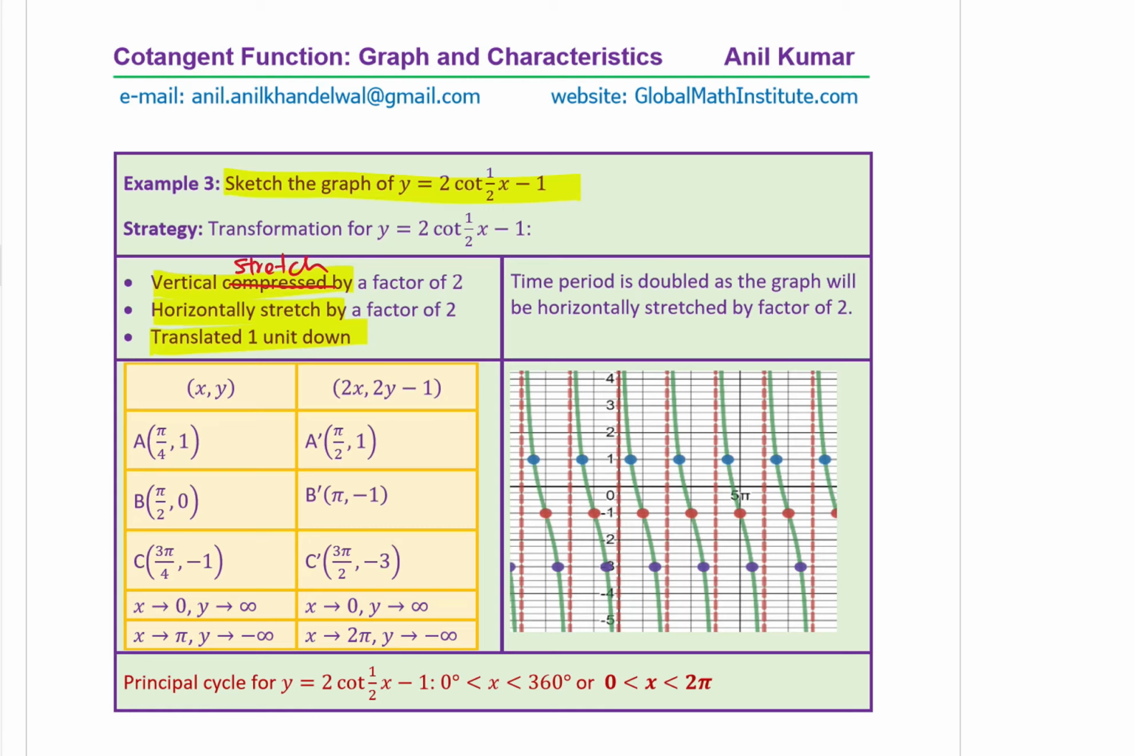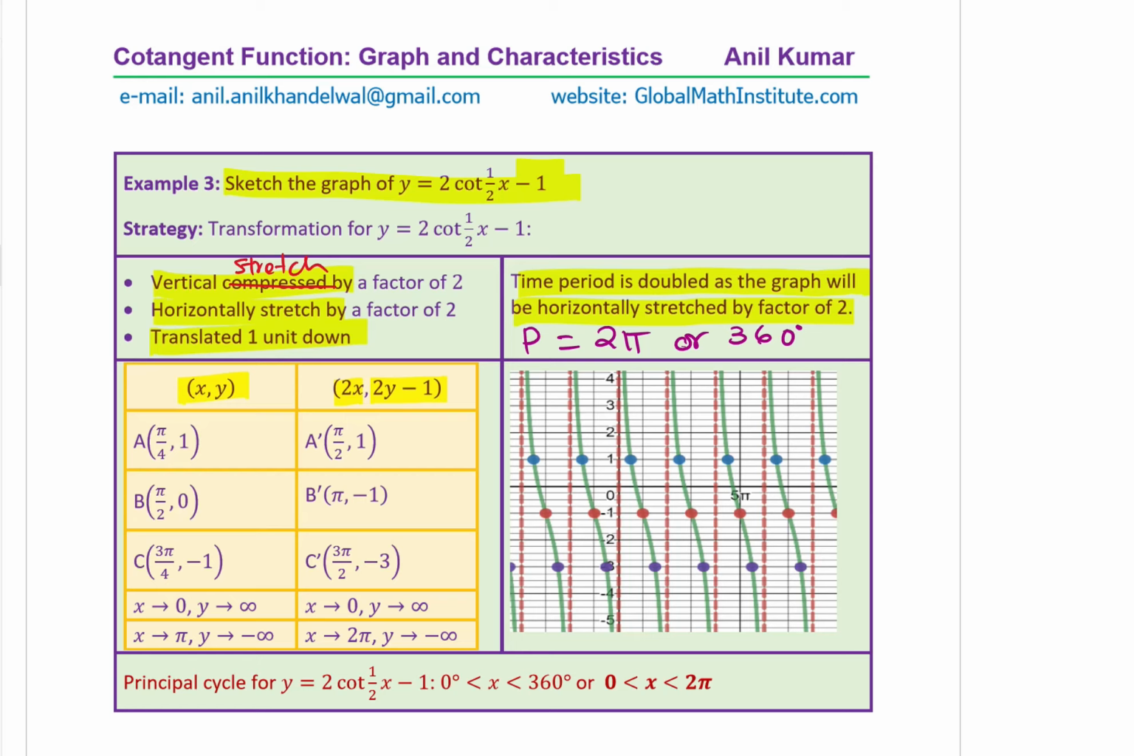Perfect. Now, how about the time period? Well, the time period is doubled in this case. So we have a period of 2 times pi. So in this case, the period is 2 pi, or you can say 360 degrees, 180 times 2. As far as the mapping is concerned, x and y on the original function cotangent x will now be 2x, 2y minus 1. Minus 1 because it is vertically coming down by 1 unit.